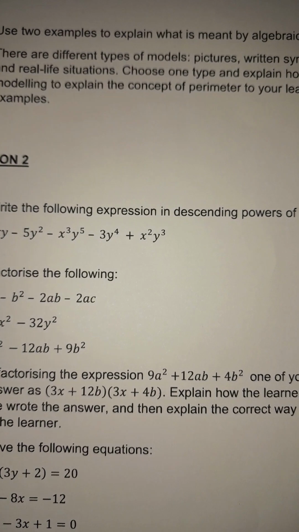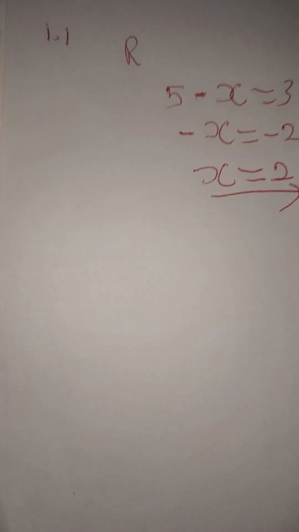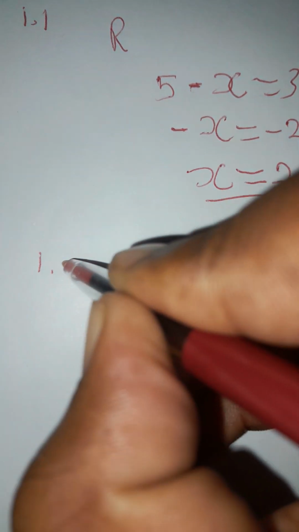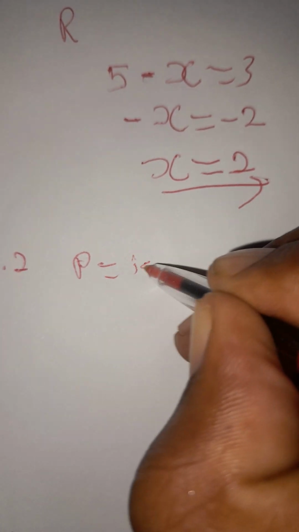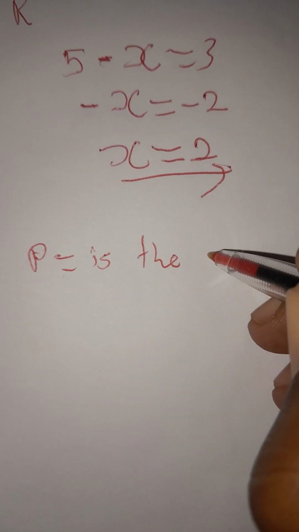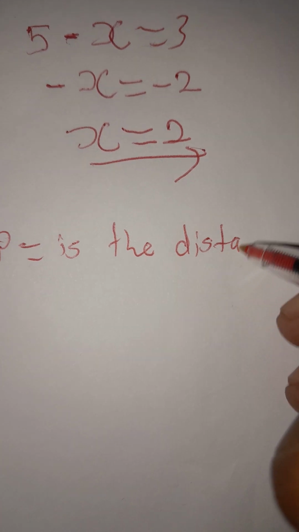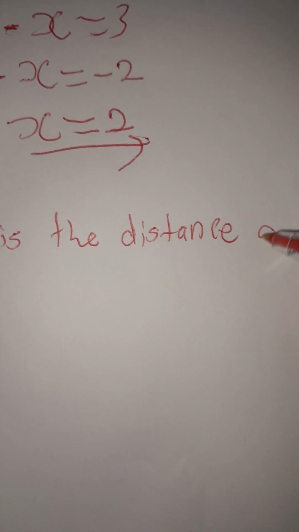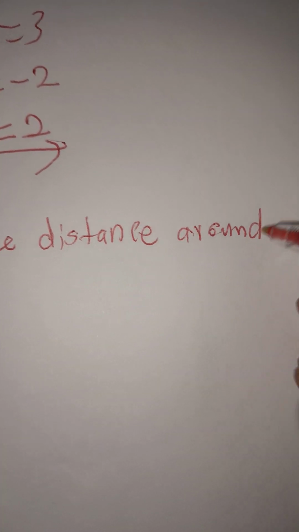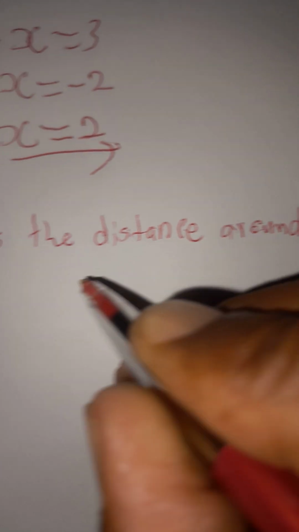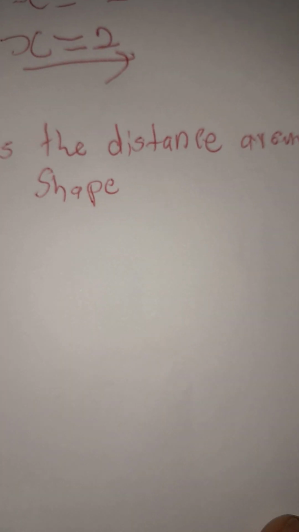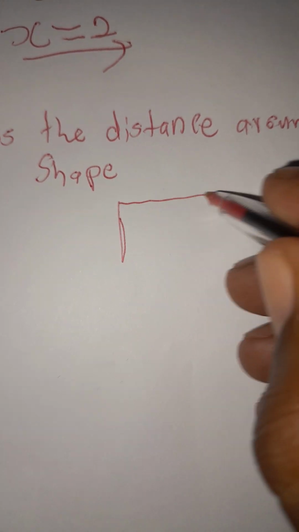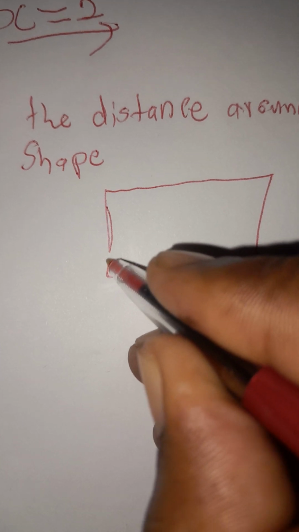So what is a perimeter? When you want to explain perimeter to your learners, this is what you should do. Perimeter is the distance around the shape. Okay, so what do we mean by that? Let's show this using an example so that we can get those 6 marks, guys.